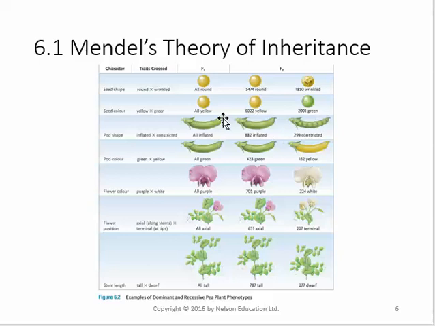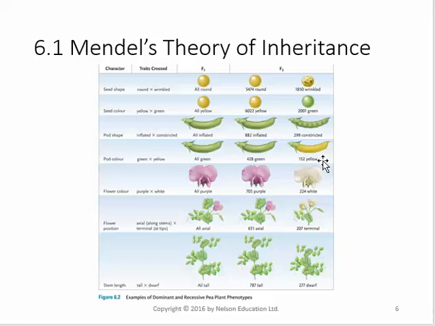When he saw the yellow, he crossed the yellow and green. In the first generation, all yellow. In the second generation, about a 3-to-1. So 25% would be green, where three quarters would be yellow. Inflated, so an inflated and a constricted, all would be inflated. Then the next generation, about three times as many inflated as constricted. When he looked at pod color, all green, when you cross green and yellow. In the next generation, about three times as many, so about one quarter would be yellow.